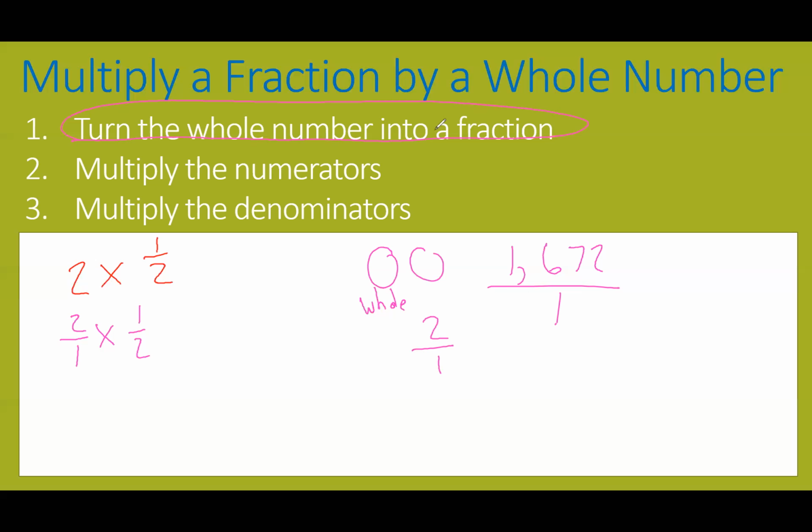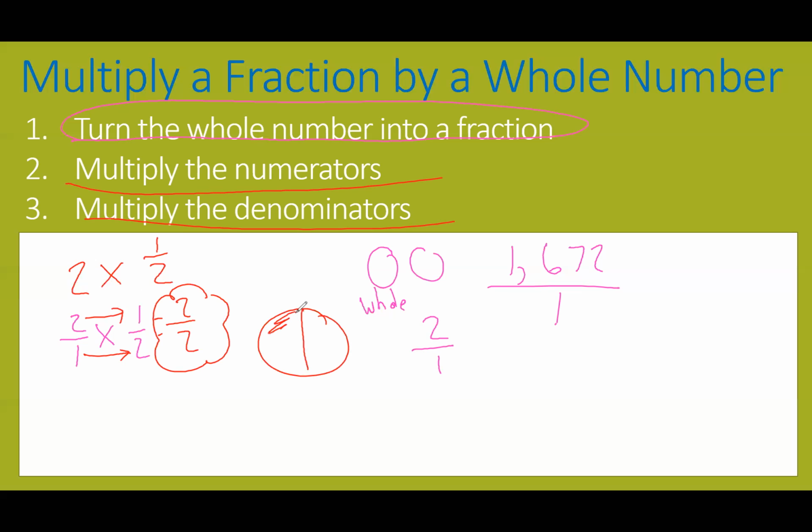Now all you have to do is multiply the numerators. 2 times 1 is 2. And multiply the denominators. 1 times 2 is 2. So 2/2 is our answer. Now you guys, of course, know that when you have 2 halves, like in a pizza, 2 halves equals 1 whole. So if you put 1 as your answer, that's okay. But just remember, we're going to practice reducing those on Wednesday.